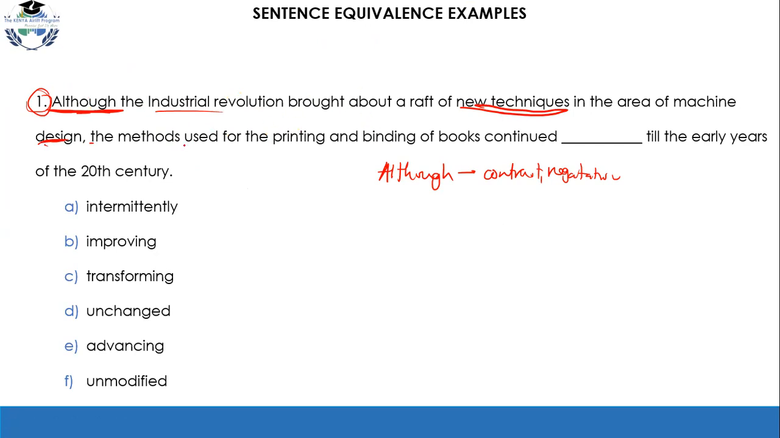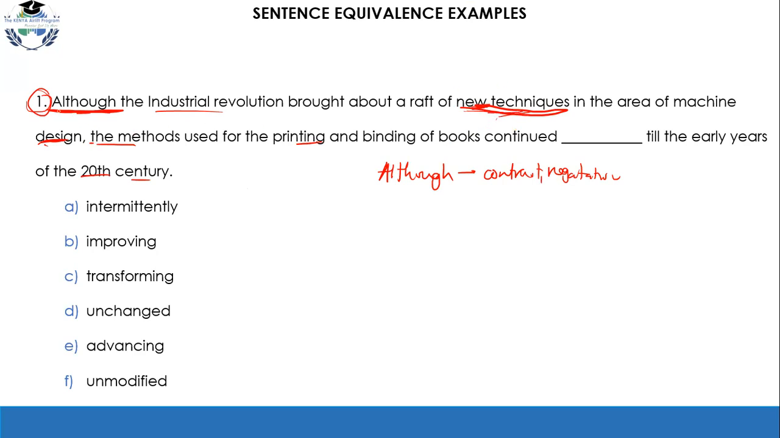Something did not change. The methods used for printing and binding books continued blank till the early years of the 20th century. So the methods that were used for printing and binding books, even though we had new techniques here, continued till the early years of the 20th century. It means they were not changed by the new techniques, right? Nothing changed because the new techniques came in.